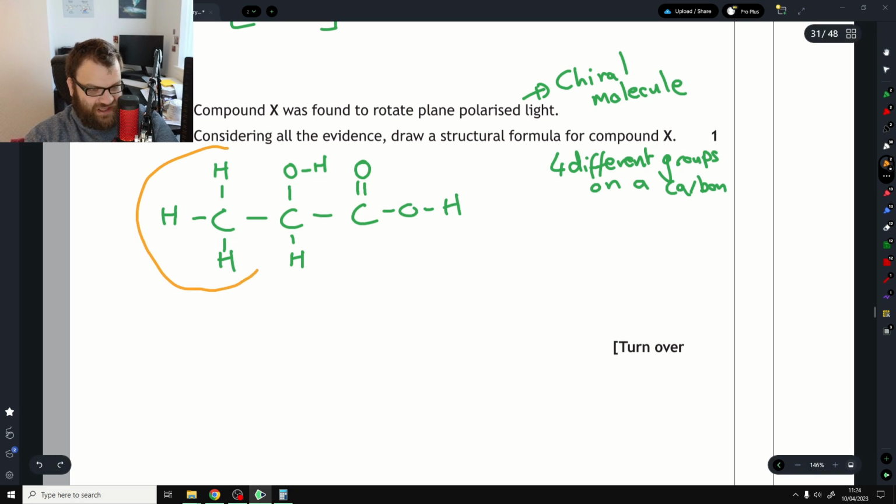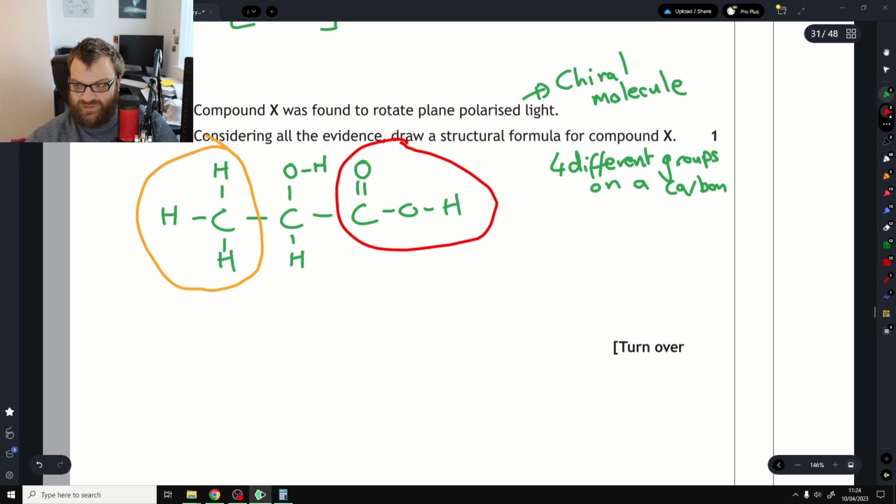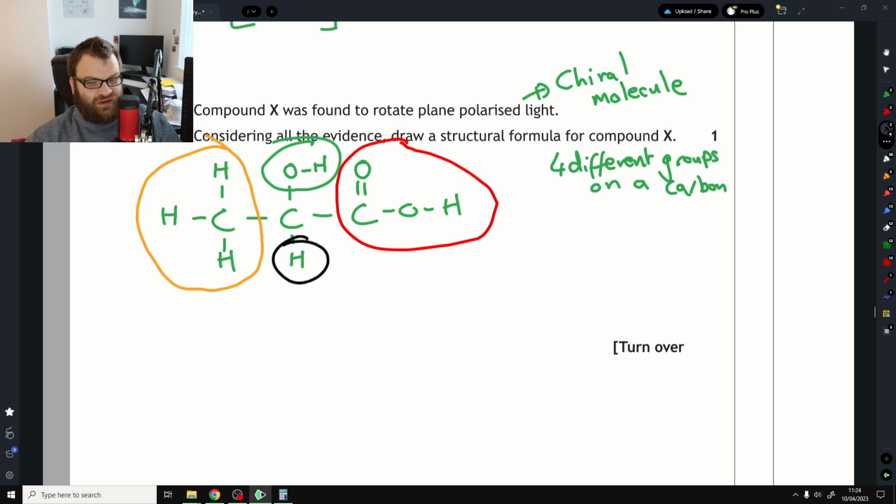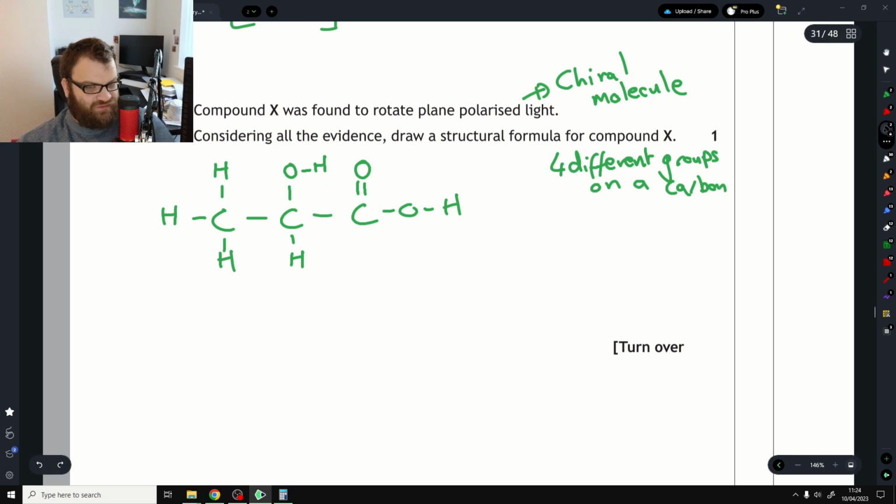So what I'm trying to get at here is you've got a CH3. On the far side, you've got C double bond O, OH. Above it, you've got just an OH group, a hydroxyl group. Underneath it, you've got a hydrogen. Those are 4 different groups attached to that carbon in the middle, so our central carbon is going to be our chiral center.